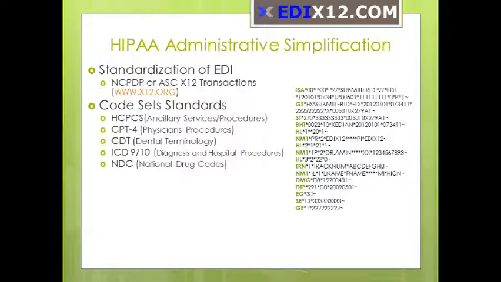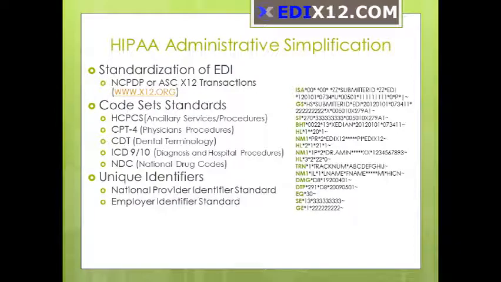The second key item is code set standards. The third is unique identifiers. Fourth is the security rule, and fifth is the privacy rule.